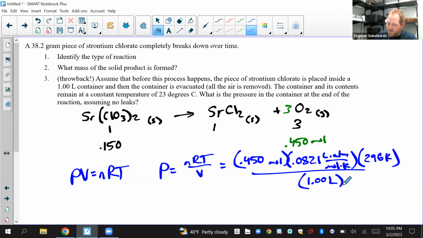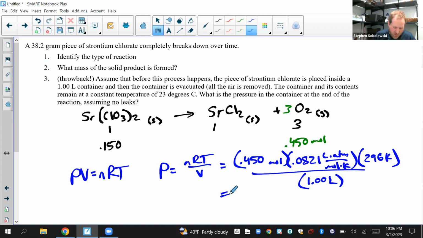And again, if you didn't catch what I was saying before, technically, if you have that little piece of solid strontium chloride in there, that is space that the gas is not able to occupy, meaning it technically has an effective volume that's a little less than that. Let's not worry about that. All right, let's see what we get.